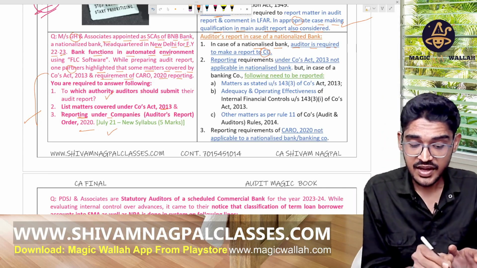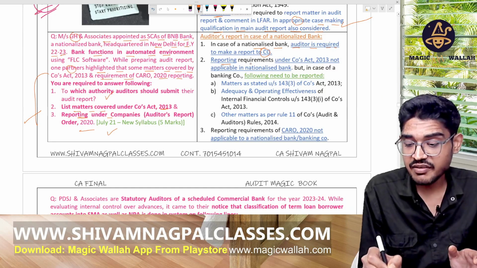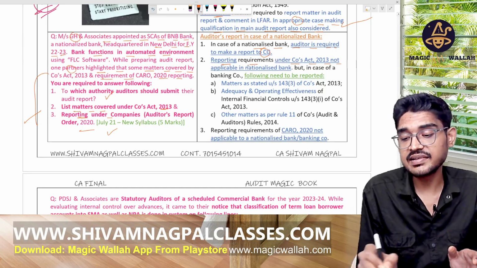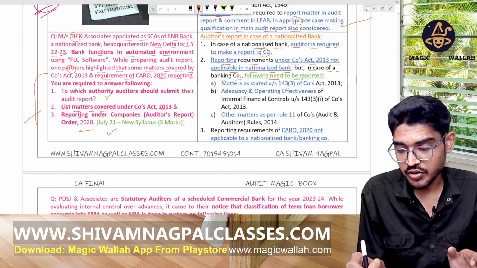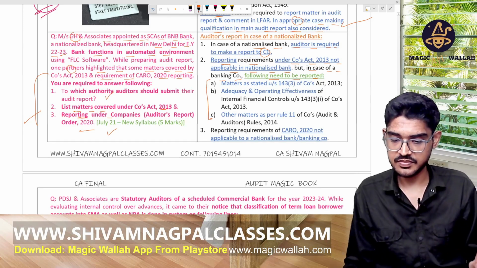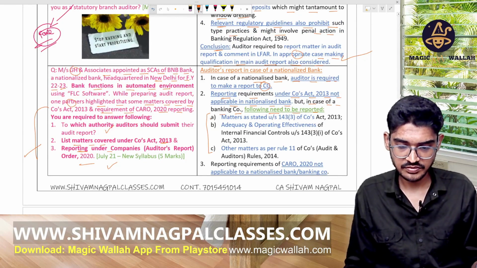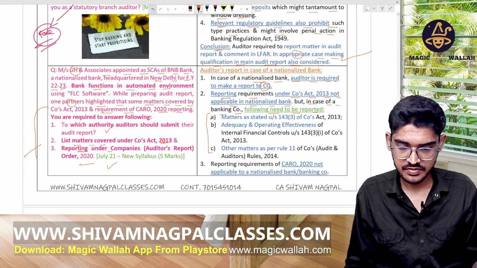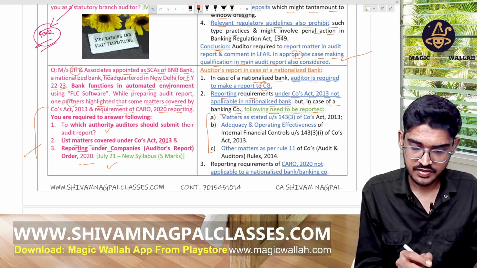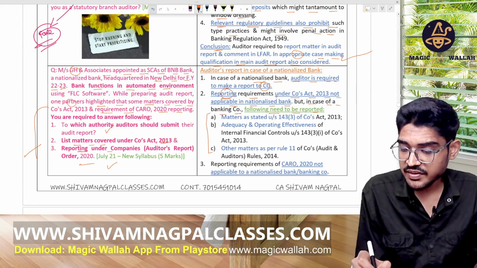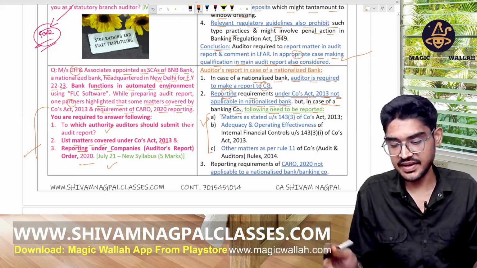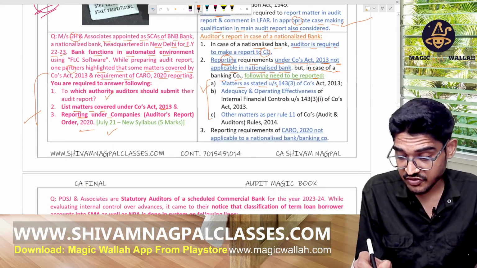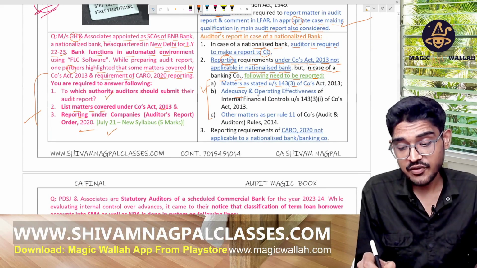Now, list the matters. The reporting requirement under the Companies Act is not applicable in case of a nationalized bank, but in case of a banking company, the following need to be reported. Okay, so the reporting requirement under the Companies Act is not applicable to a nationalized bank. But these are applicable in case of a banking company only. Here, matters as stated in section 143(3), adequacy and operating effectiveness of internal control and other matters, right?